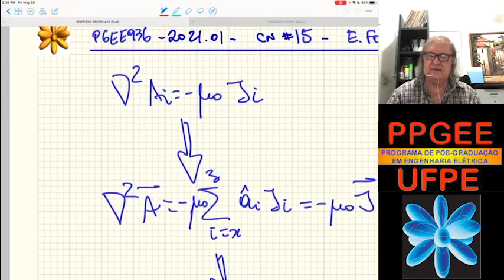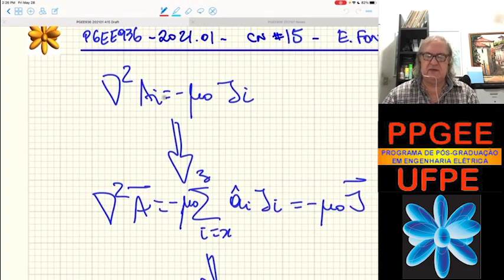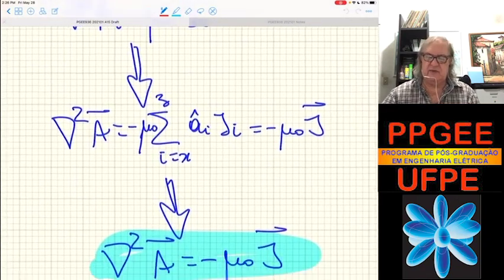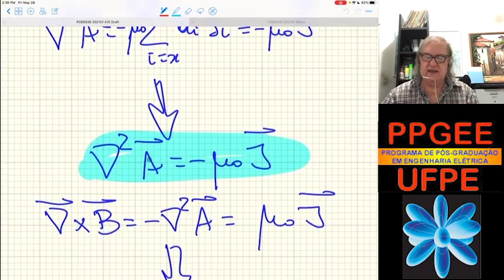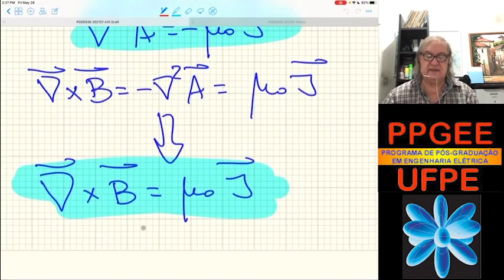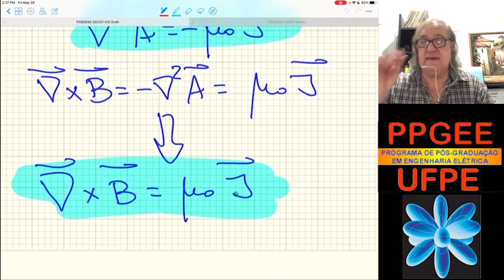So summarizing, we have this. Laplacian of A_i is minus mu 0 times J_i. If we sum all the components, we're going to have the final result: Laplacian of A equals minus mu 0 J, which is what we needed to obtain curl of B. So curl of B equals mu 0 times J. That's the second differential equation we needed to determine magnetostatics.